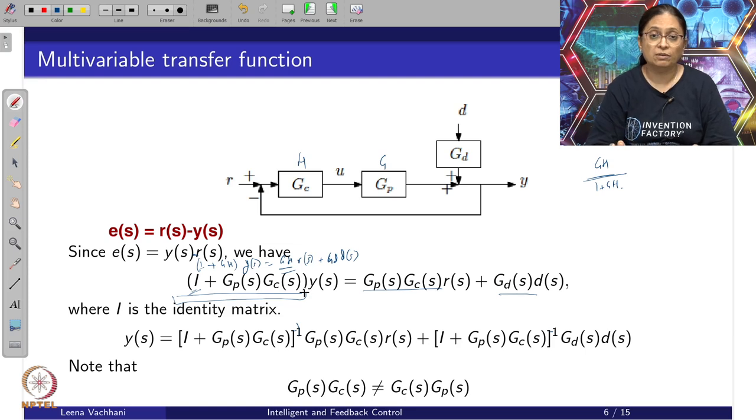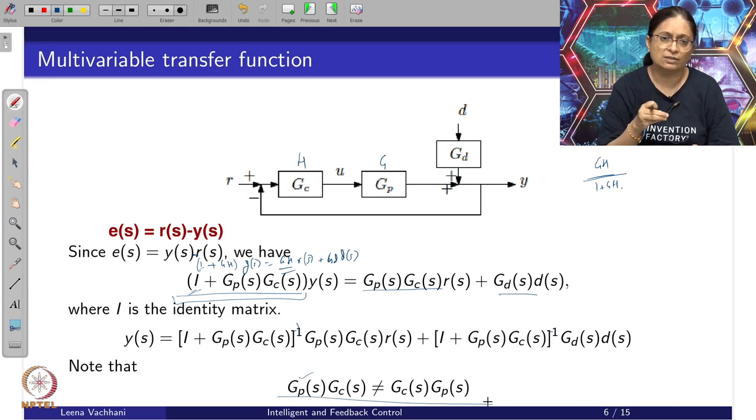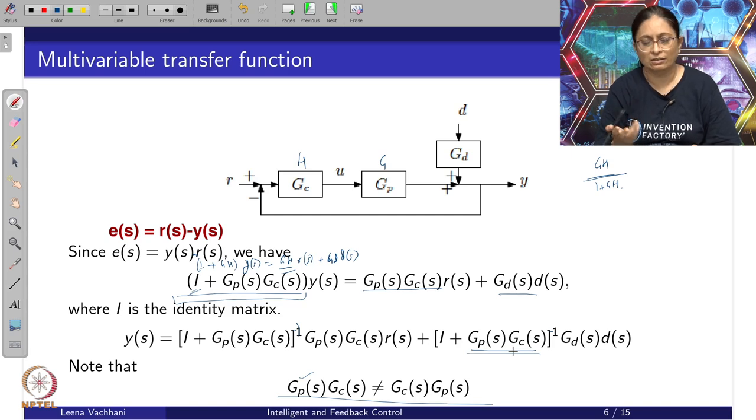We also know that in matrix form, GP GC is not equal to GC GP. So when we are multiplying, when we are looking at the signal flows, which particular transfer function matrix comes first is very important. Here we have to make sure that we make no mistake by reversing it, especially when it is not a square matrix, then multiplication anyway has to respect the matrix laws.